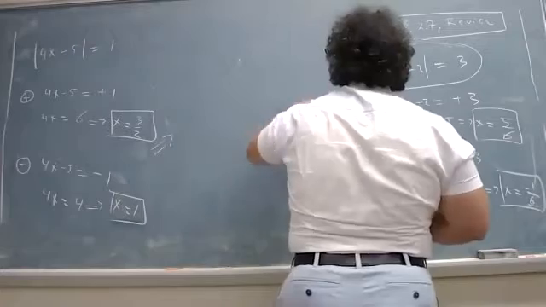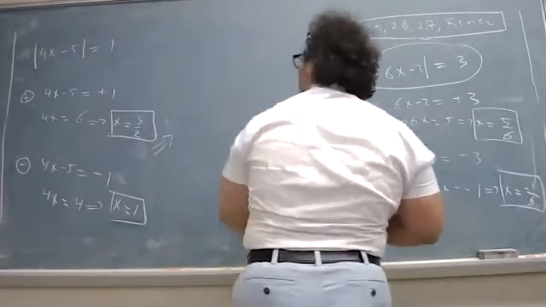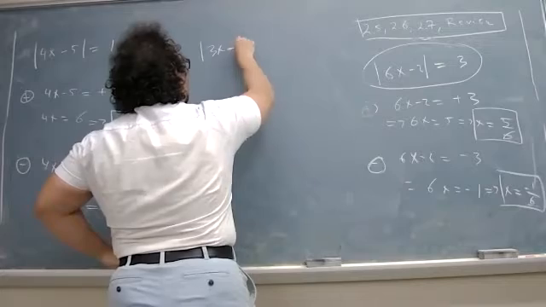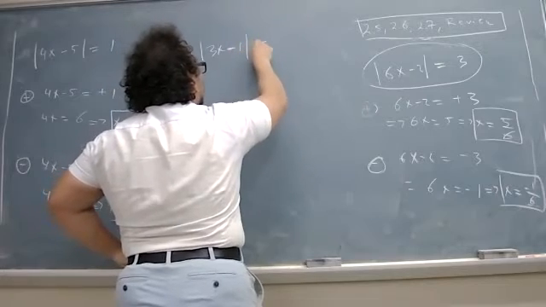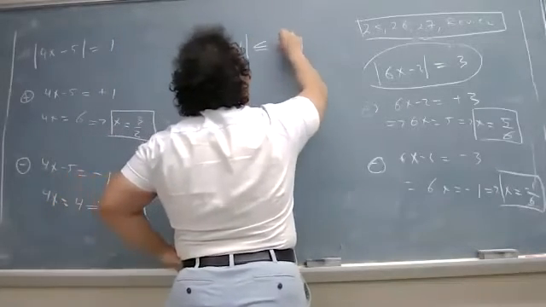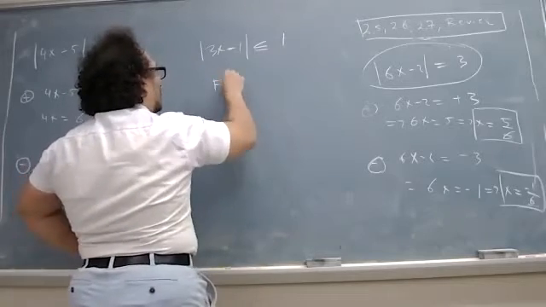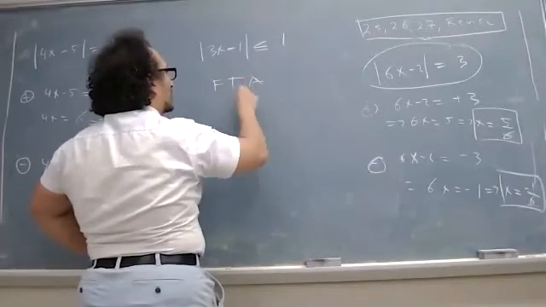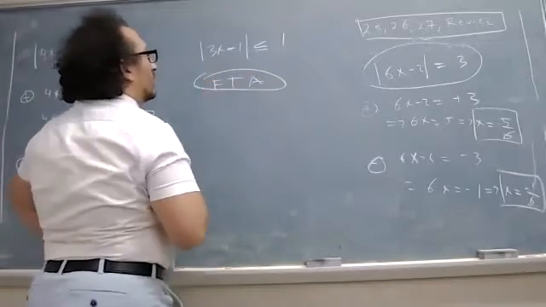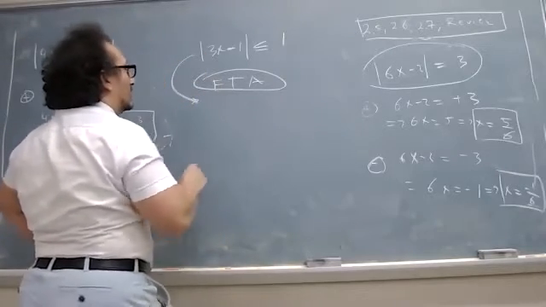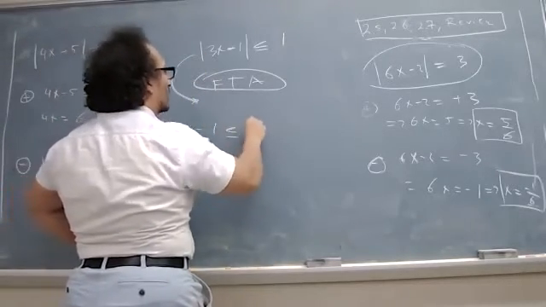You may experience problems that have absolute value inequalities. So like absolute value of 3x minus 1. When is this less than or equal to 1? This requires something called the fundamental theorem of absolute values, the FTA. The fundamental theorem of absolute value says that you can decompose any absolute value inequality like so.